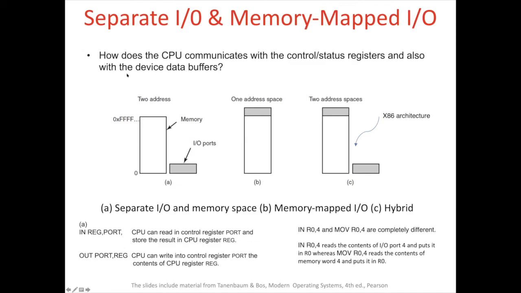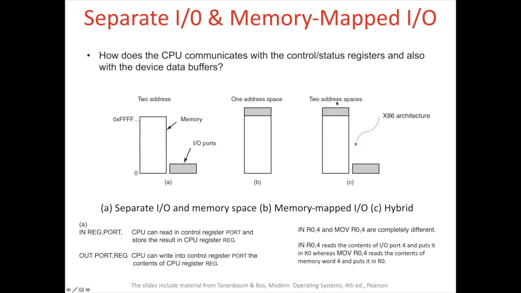How does the CPU communicate with the control status registers and also with the device data buffers? We have different solutions. In the first one, we have separate I/O and memory space. We have two addresses, for memory and I/O ports. In the second one, memory-mapped I/O is used. There is only one address space, both for memory and for I/O devices. And another one is hybrid.